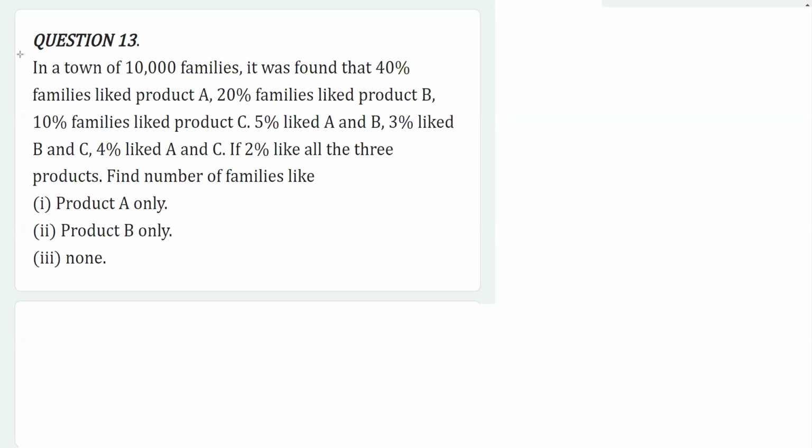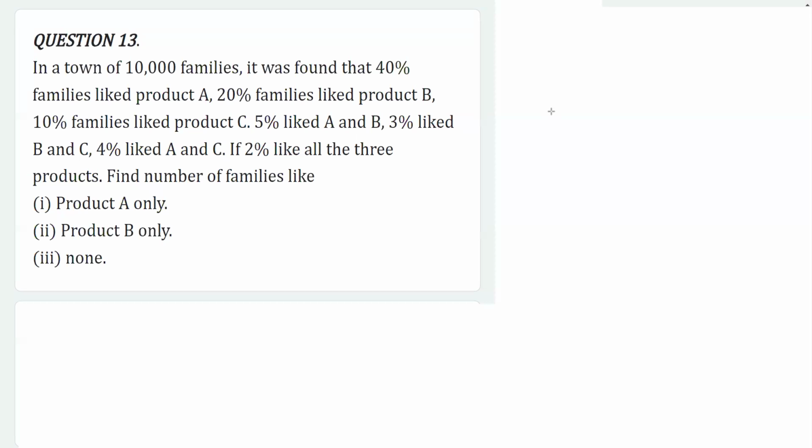In this question from set theory, in a town, there are 10,000 families. Out of these, it was found that 40% of the families like product A, 20% of the families like product B, 10% like product C, 5% like A and B, and 3% like product B and C. There are 4% who like A and C, and 2% of families who like all three products. Now we have to answer these three parts: the number of families who like product A only, B only, and C only.